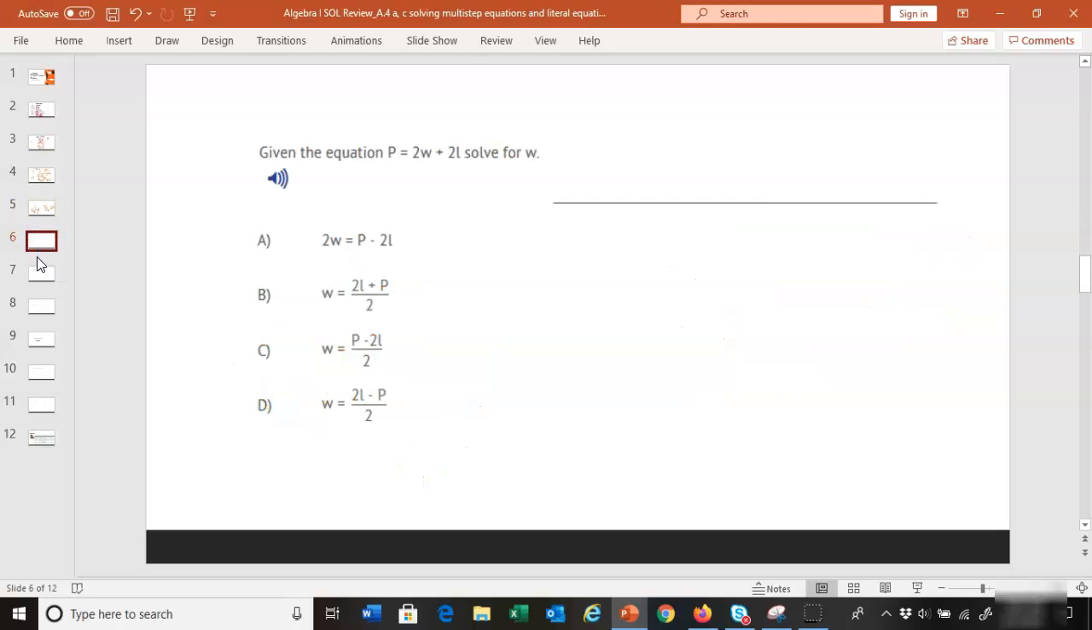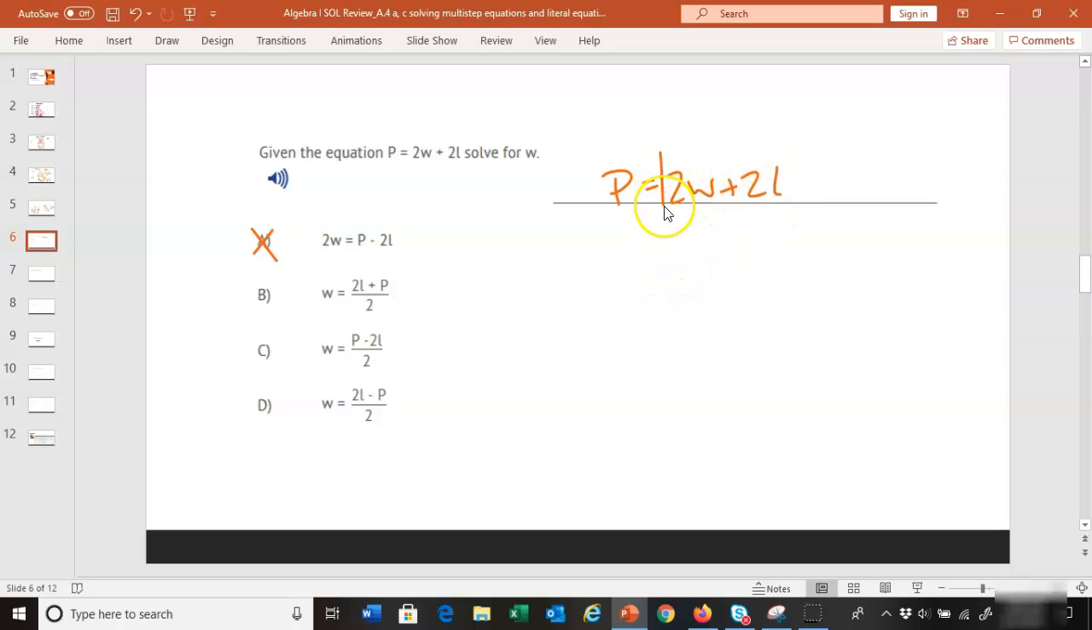All right, here's another literal equation because again, they're not asking for a single value for the answer. They're just trying to rearrange the equation. It says solve for W. So right away, we can see that we can cross off A, right? Because that's 2W. So that's not solved for W. So we already have a 75% chance of getting it right.